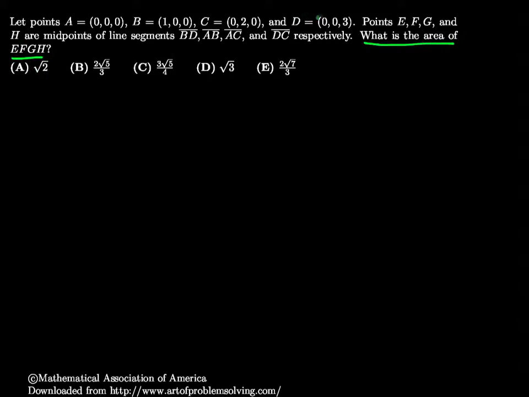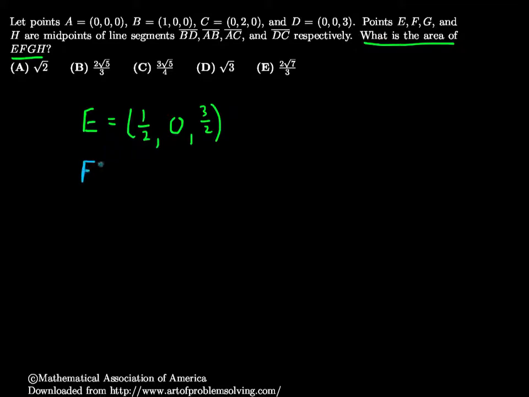So first off, let's find the locations of E, F, G, H. We know that E is the midpoint of BD, so it's going to be the average of all of the values of B and D. So 1 plus 0 is 1, divided by 2 is a half. 0 plus 0 is 0, divided by 2 is 0. 0 plus 3 is 3, divided by 2 is 3 halves.